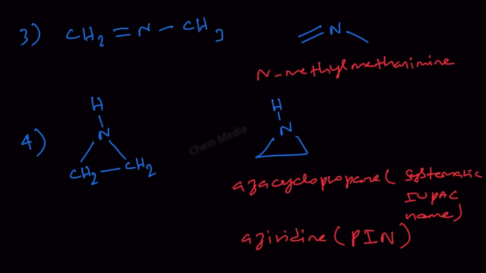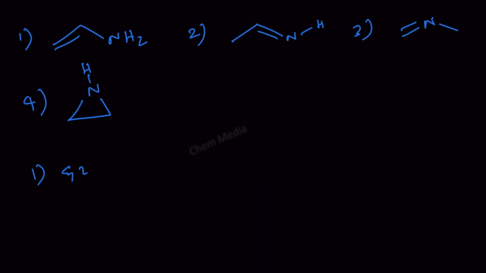Let's discuss isomerism among these 4 molecules. 1 and 2 are tautomers, isn't it? 1 and 2 are tautomers, because one is an amine and another is an imine. How about 1 and 3? 1 and 3 are functional group isomers, because one is an amine, primary amine, and 3 is an imine, but still tautomerism is not possible between 1 and 3. So therefore 1 and 3 are functional group isomers.